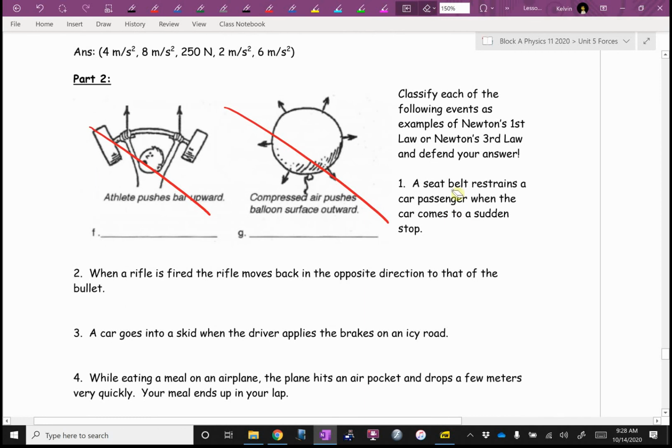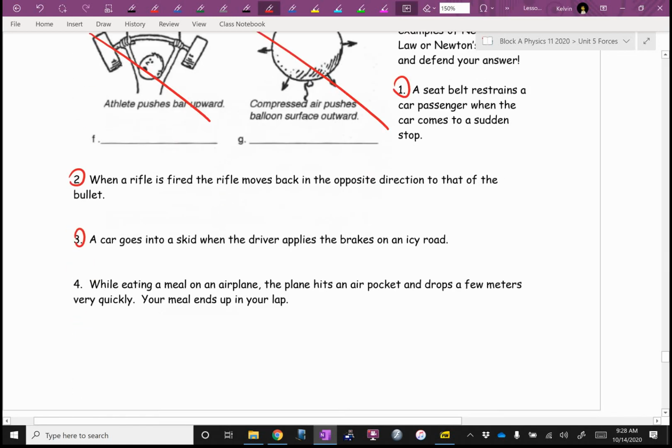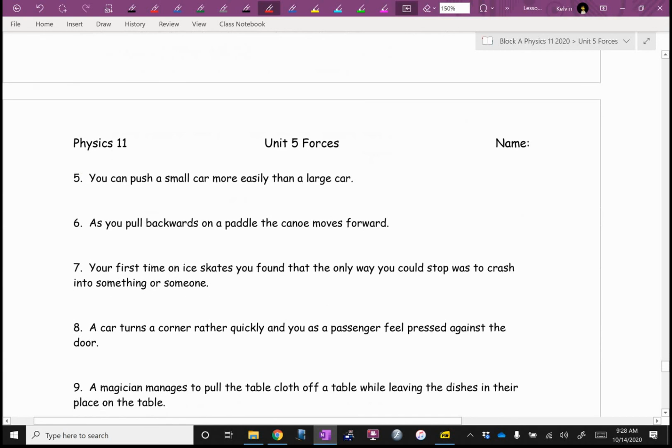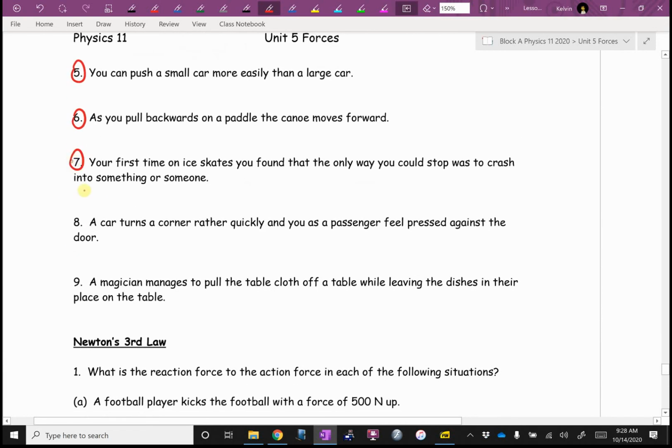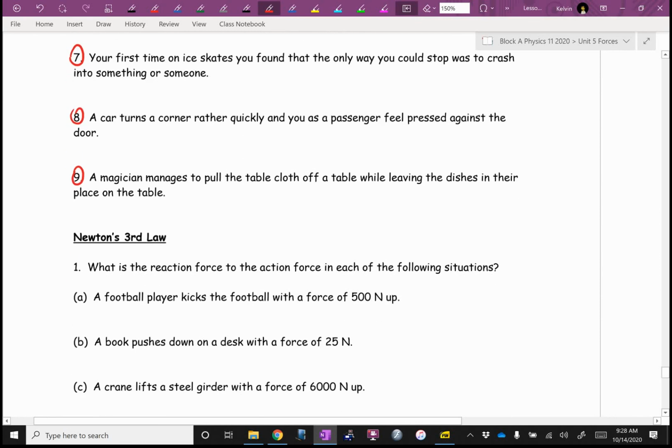Instead, number 1 is right here. I want you to classify these as examples of Newton's first or Newton's third, and you can just put a big 1 and a big 3. Some of these might have more than one answer. Here, I did not attach an answer key. We'll talk about this either later on in class or next class. So you can try 1, 2, 3, 4 is good. 5 is good. 6 is good. 7, 8, 9.